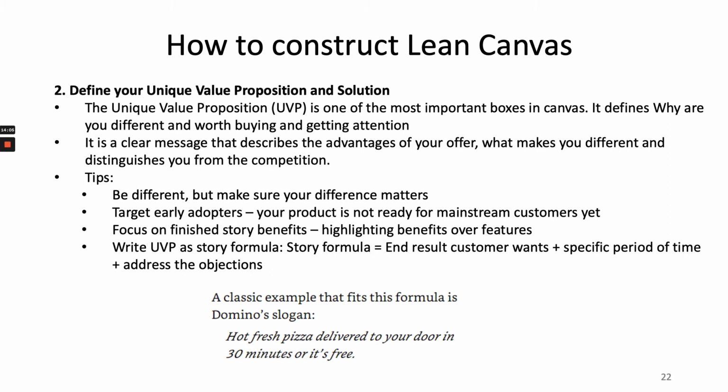Write a unique value proposition using the story formula: what end result the customer wants, in what specific period of time, and address the objections. Again, there is an example from the book, from Domino's slogan: hot fresh pizza delivered to your door in 30 minutes, or it's free. So it has everything.